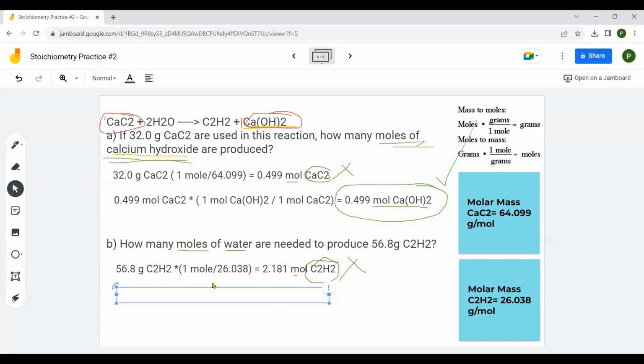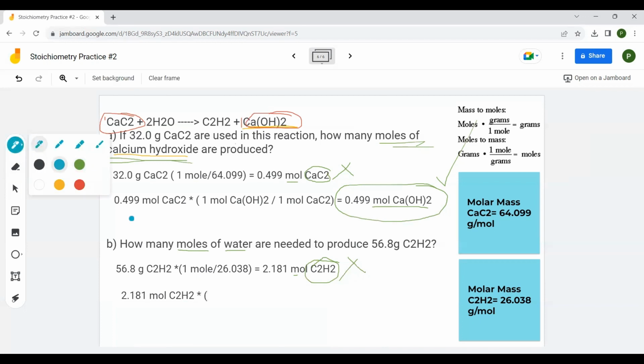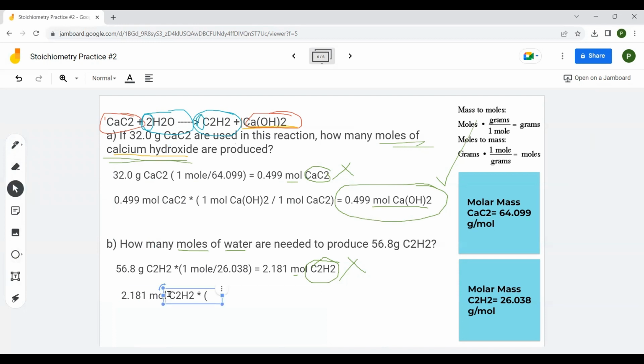So with this amount of C2H2, 2.181 mole, we can start setting up our next calculation. We're going to look at our ratios again. I'll use blue to differentiate. We're looking at water and C2H2. In this question, or part of the question, we have a ratio of 2-to-1. So now I can continue filling this out.